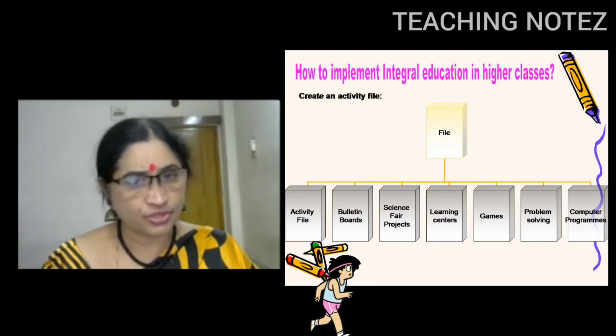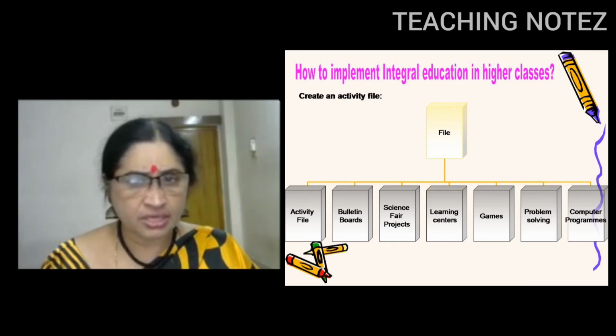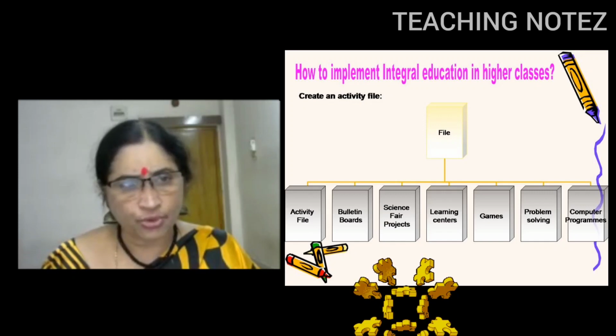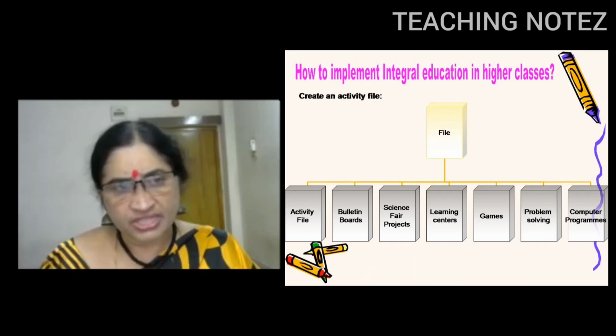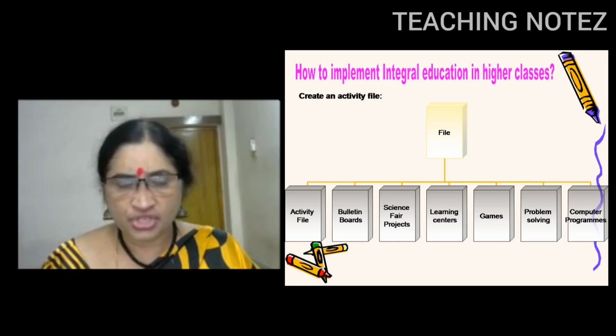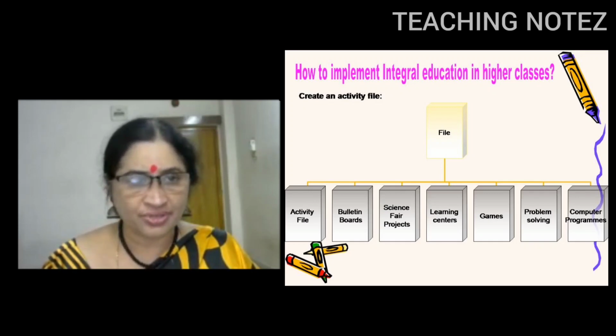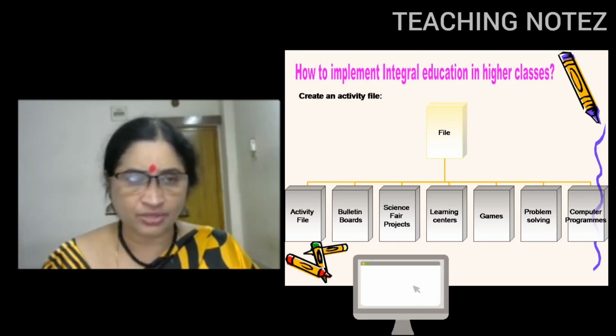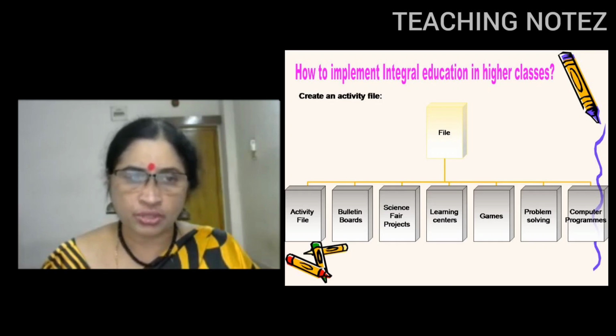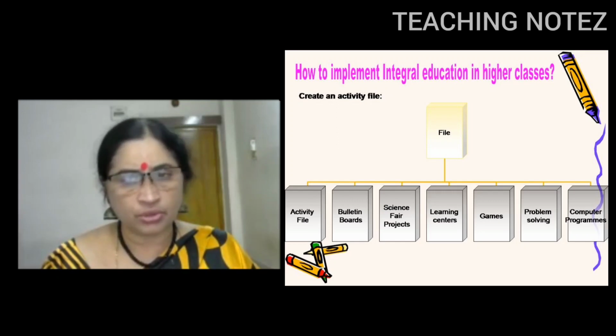Next, games related to the topic. The other one is what problems I am going to give. Problem solving skill we have to improve in our children. So what are the open-ended questions I am going to give? We should be ready with that. And the last one is the computer program. You may like to show them a PPT, or you want them to present the data in an Excel sheet or in Word form. We have to come out with all those computer related programs.